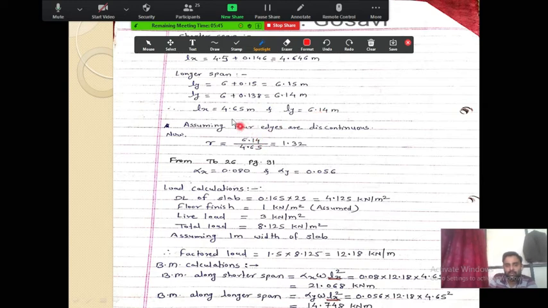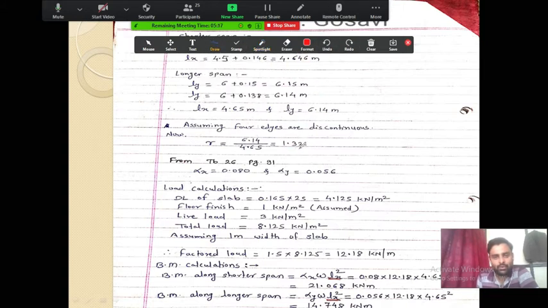Ly is 6.14. This is the value of ly. What is the value of lx? Effective. After doing all the things, we have now calculated the effective shorter span and effective longer span. So we take the effective longer span, 6.14, divided by the effective shorter span, 4.65. The value is 1.32. Remember this value, 1.32.